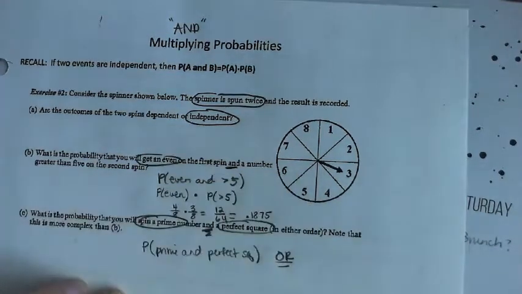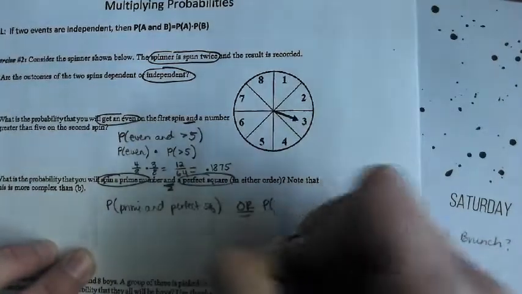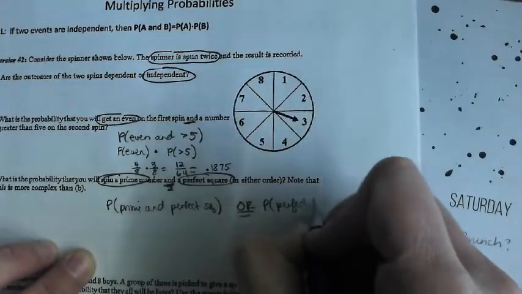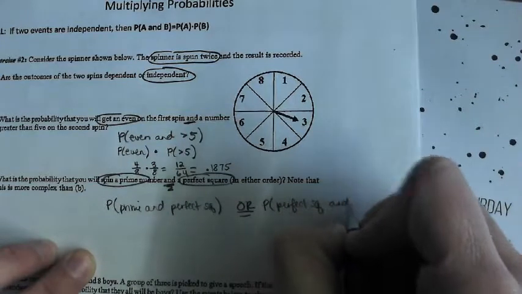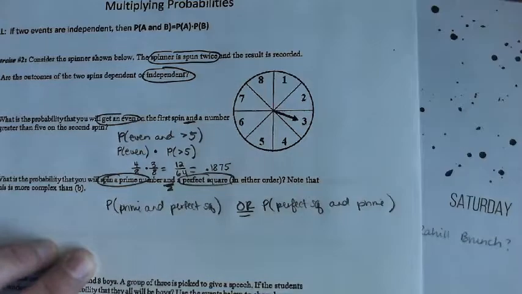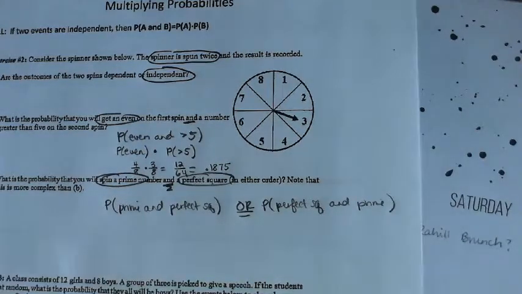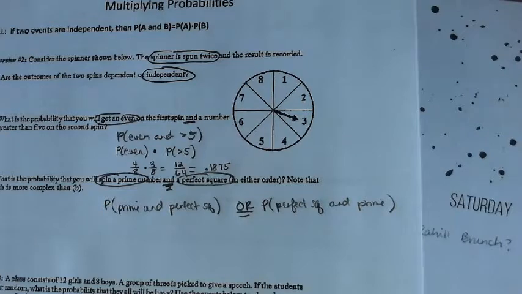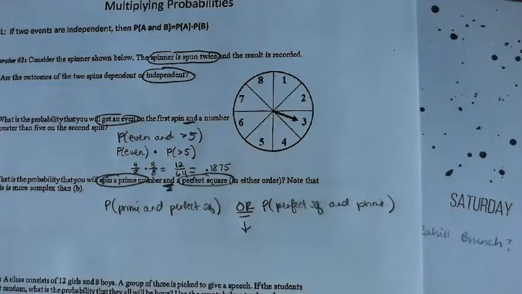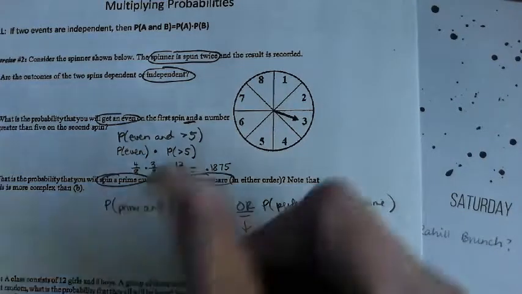or getting a perfect square first and then a prime? So this is going to be a little bit more complicated because we have to do either order. And when you see the word or in probability, what operation is that? Addition.